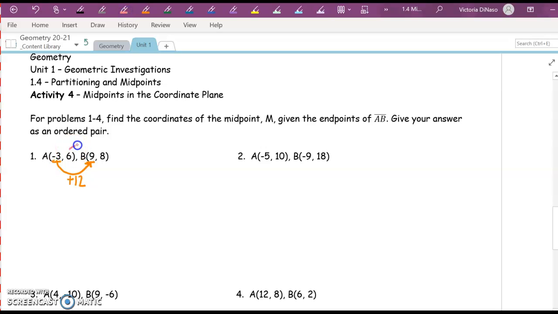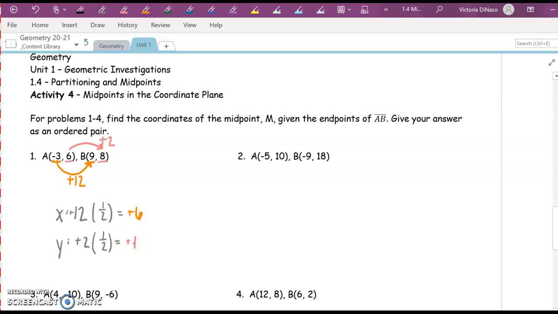We're going to go from 6 to 8. And notice as I go from 6 to 8, those are both y, and I'm going up 2. So from here, I know that for x, I'm moving up 12, and for y, I'm moving up 2. For both of these, you're going to take half of it, because midpoint is half of the entire segment. So I'm going to multiply 12 by 1/2, and I'm going to multiply the 2 by 1/2. So we get that half of 12 is 6, which is a positive 6, and half of 2, positive 2, is 1.